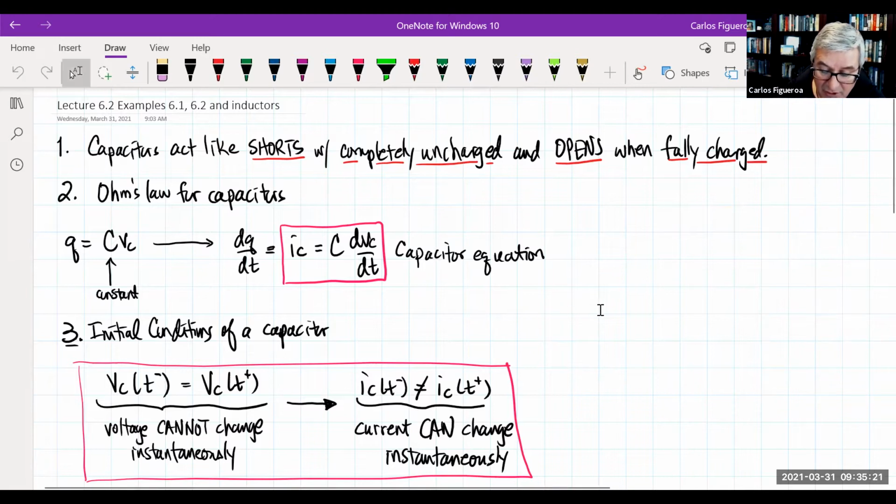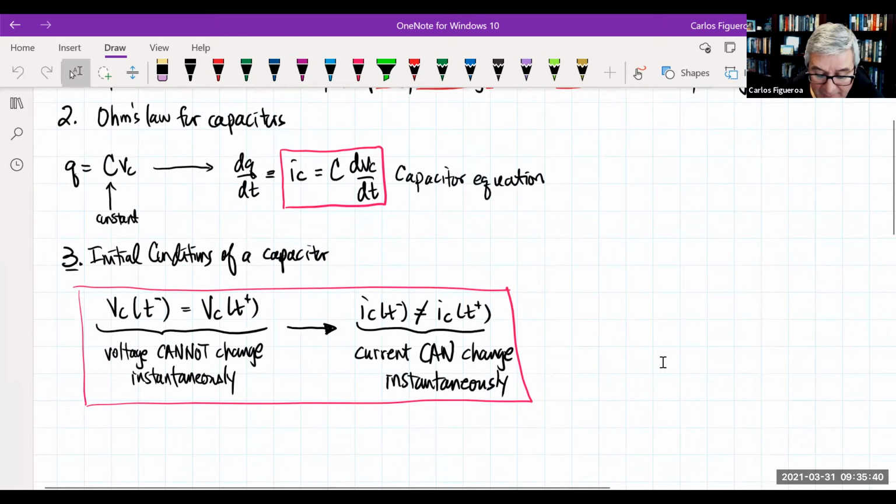You're going to use this a lot, just like you may use Ohm's law a lot when you're talking about series reduction circuits in calculations. So the capacitor equation is really the most important thing in this chapter. The second most important thing is the initial conditions of a capacitor.